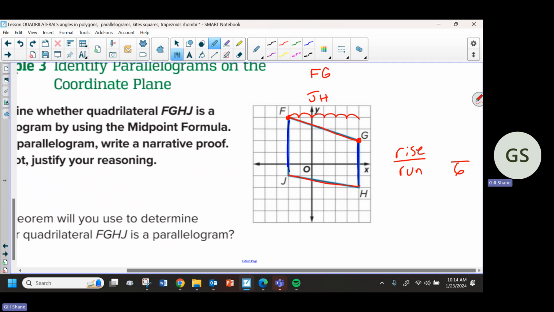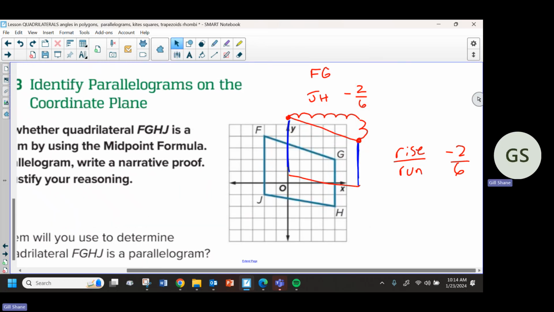Now what do I do? To get to G, I have to go down 2. Down is negative. Don't remember that? We'll have to practice. That's bad. You know, you're bad if you don't. So that is my slope. -2 over 6.